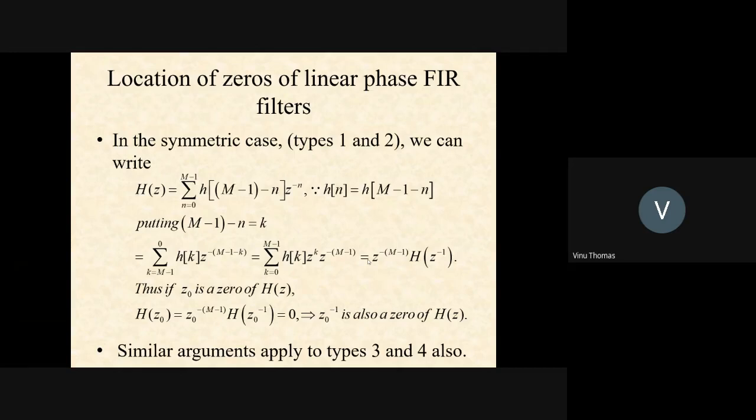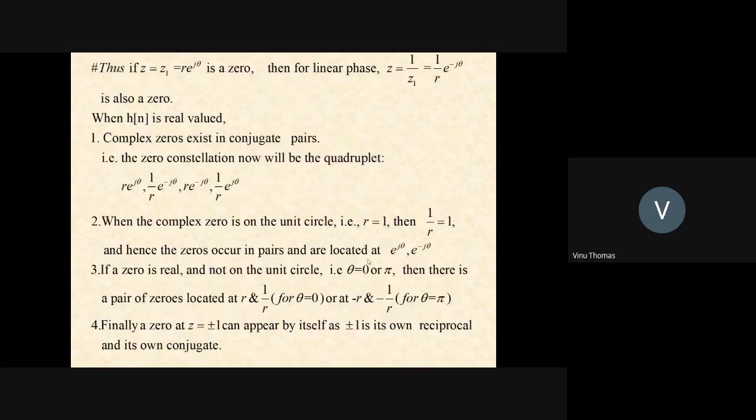Now we are interested in looking at the positions of the zeros. If z0 is a zero, can we locate the other zeros? Thus, if z equal to z1 equal to r e power j theta is a zero, then for linear phase FIR filters, z equal to 1 by z1, which is 1 by r e power minus j theta, is also a zero, which we have just proved.